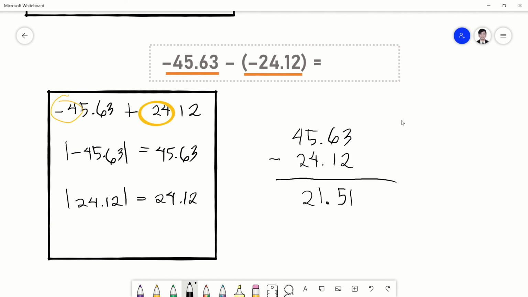Now, what would be the sign of our final answer? Looking back at our given, if you compare 45.63 and 24.12, 45.63 is greater. And originally, it's negative. So our final answer now is negative 21.51.